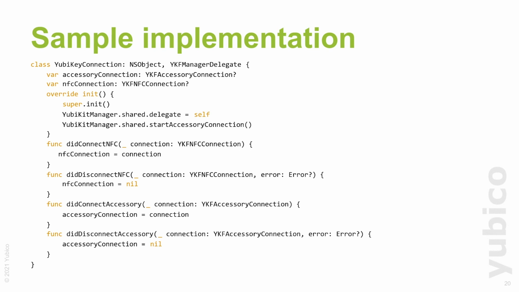So basically, as soon as one of these connect methods gets called, so if didConnectNFC gets called, we just set the NFC connection variable to that supplied connection. And if it disconnects, we just set the NFC connection to nil. In this very simple sample, we don't do any error handling or anything like that, but it should give you a good idea on how to implement the protocol.